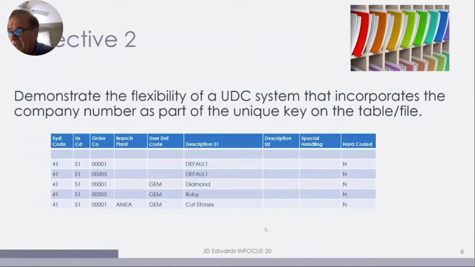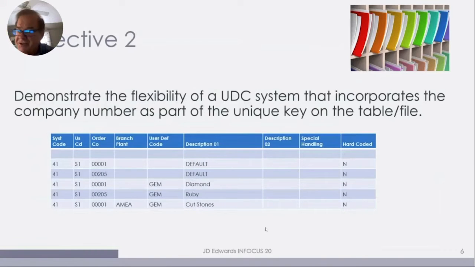And then, as you can see below, company 1 has defined the description as diamond for the same code, and company 205 has defined it as ruby, all for sales category code 1.